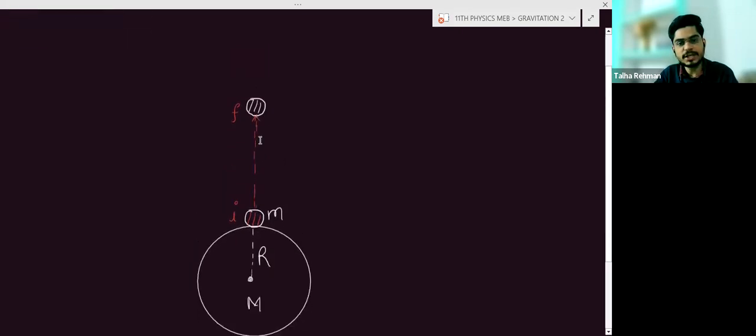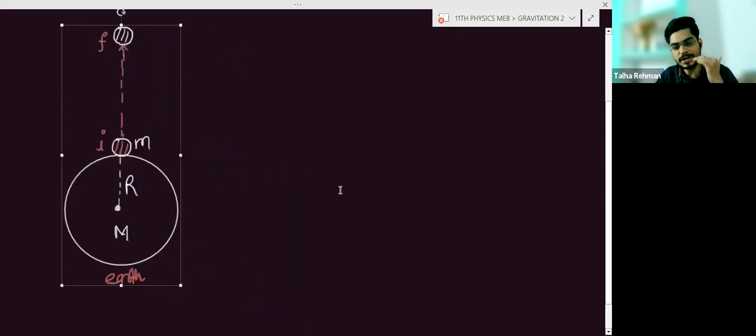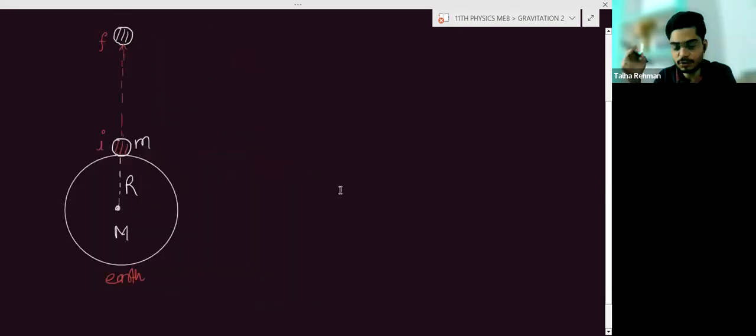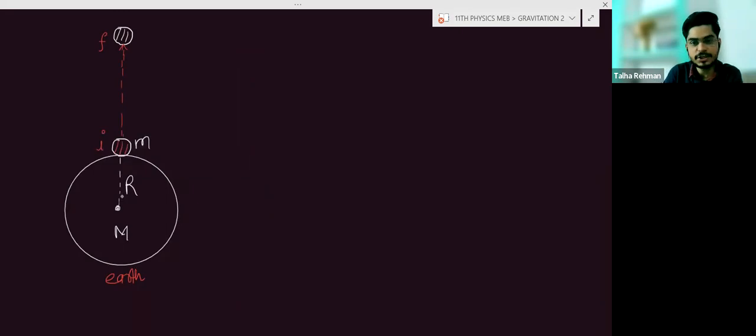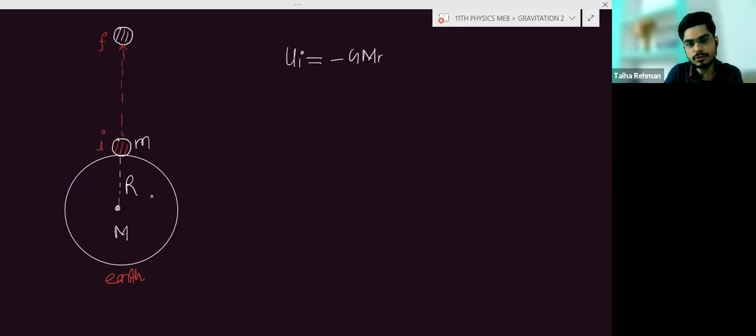So we want to find the change in potential energy of the body. So change in potential of the body you can find now very easily. Minus G m1 m2 divided by r. So initially what is the potential energy? Minus G M into m divided by r. First you will find the initial potential energy of the earth mass system, that will be minus G into M into small m divided by r.